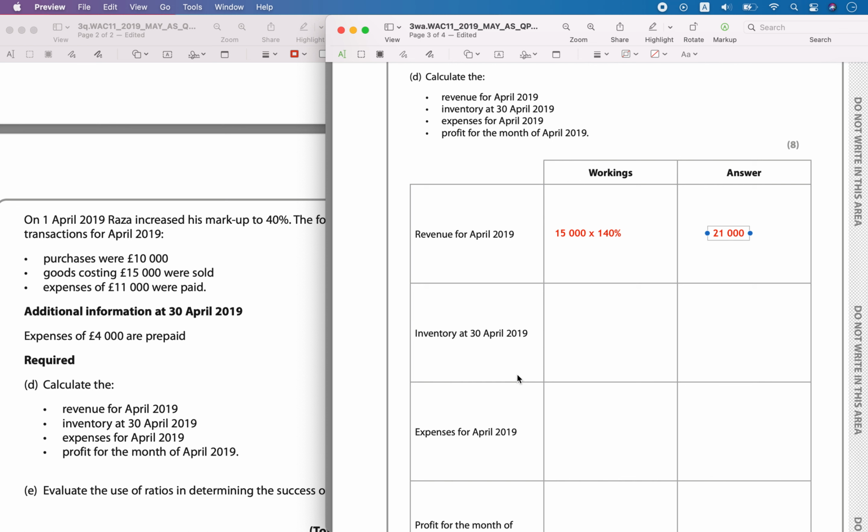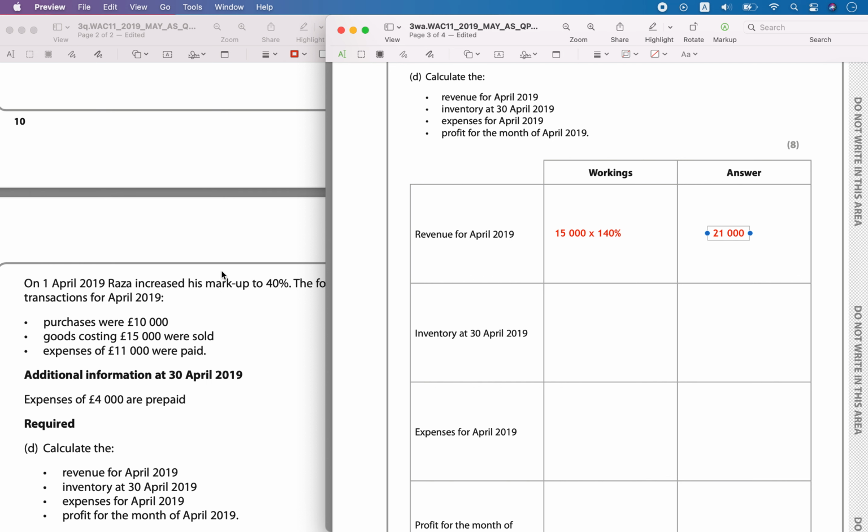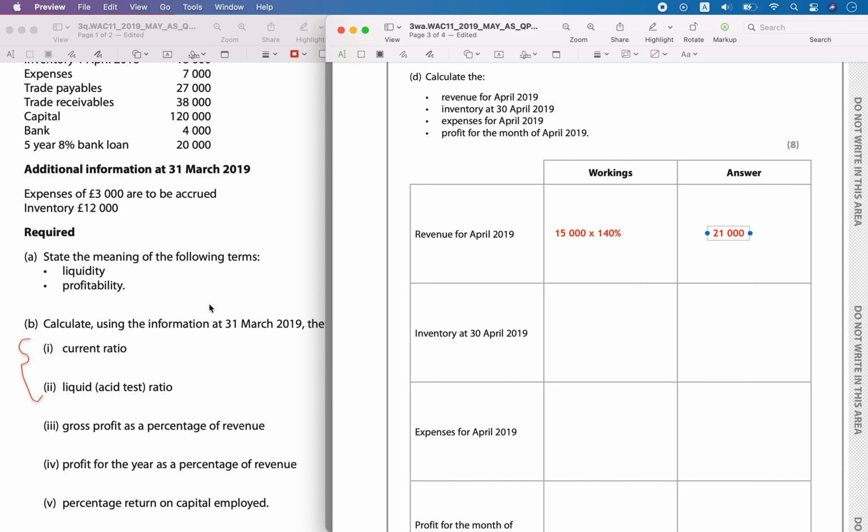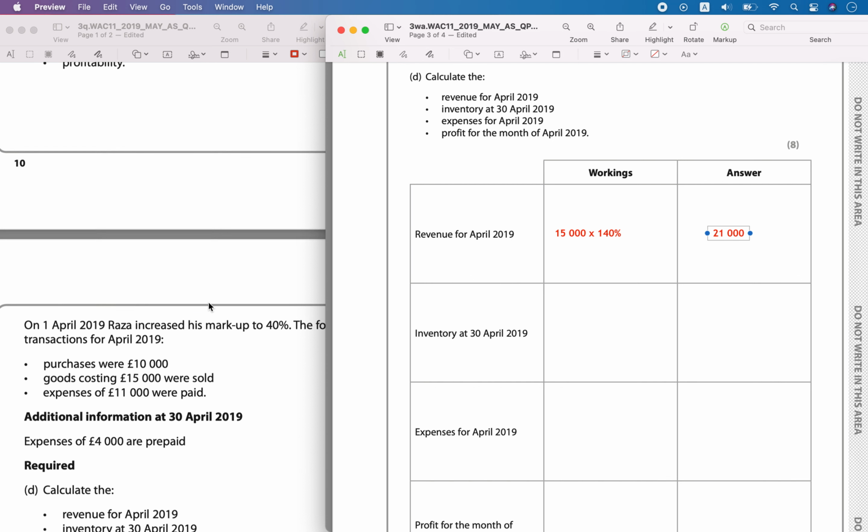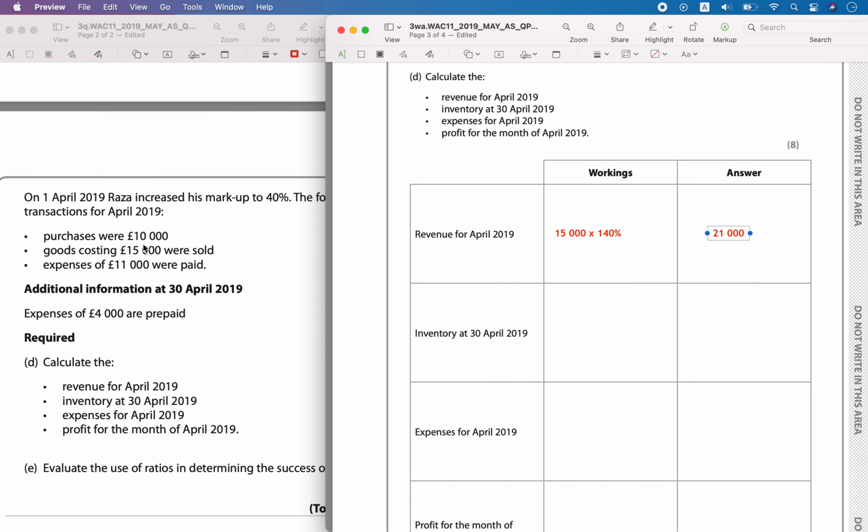Then inventory at 30th April 2019. What would be the closing inventory as of 30th April? We have to take the previous closing, which was 12,000 for the month of March, and then there were purchases of 10,000. So 12,000 plus 10,000, minus the 15,000 of goods that were sold off. That would be the remaining inventory.